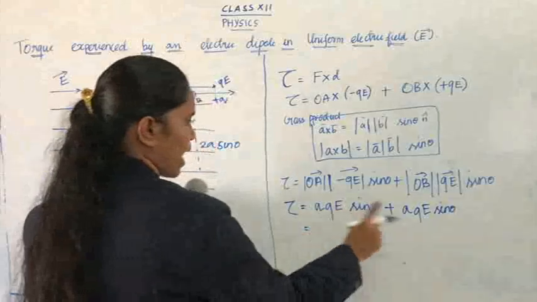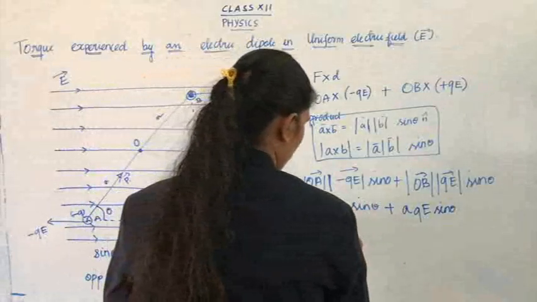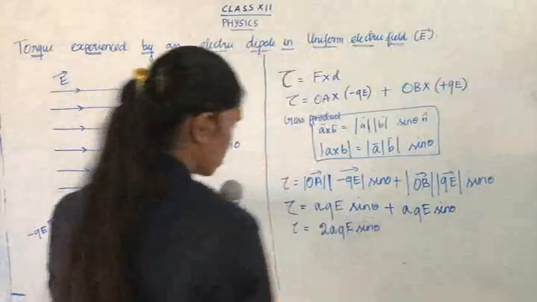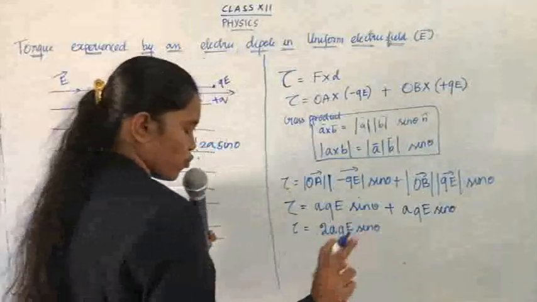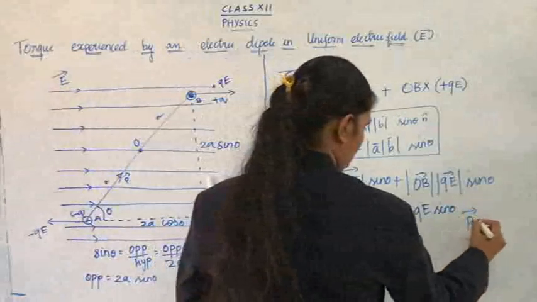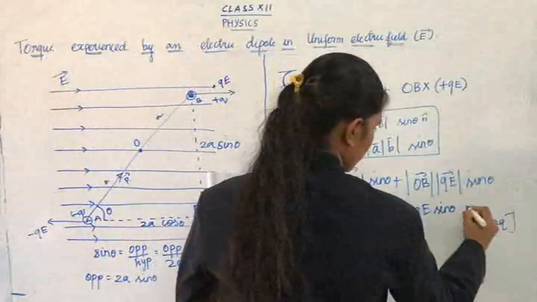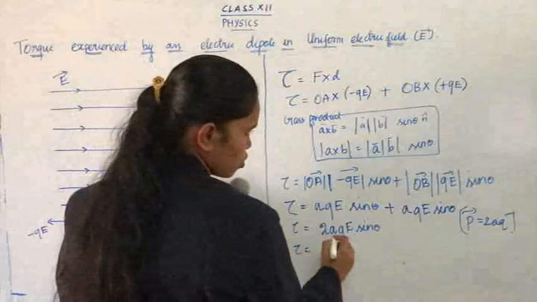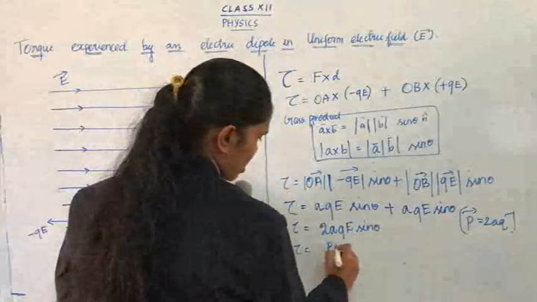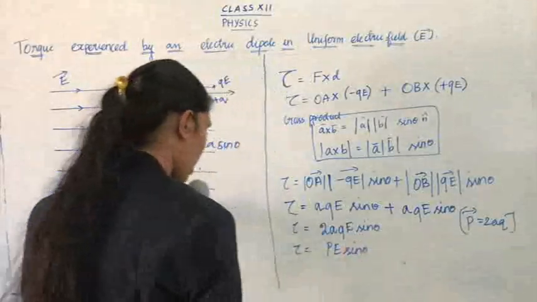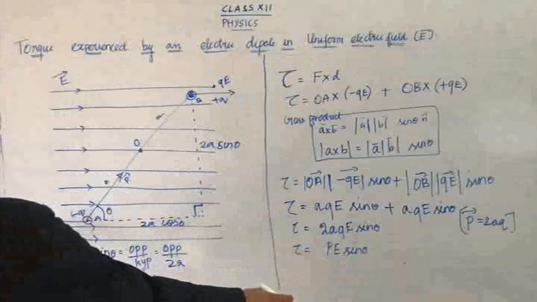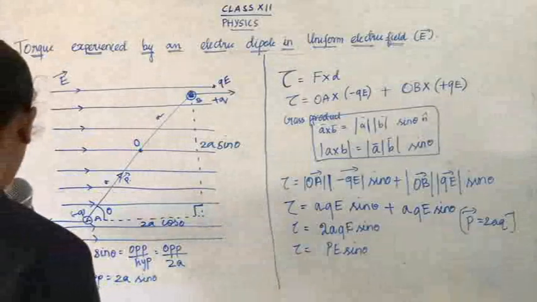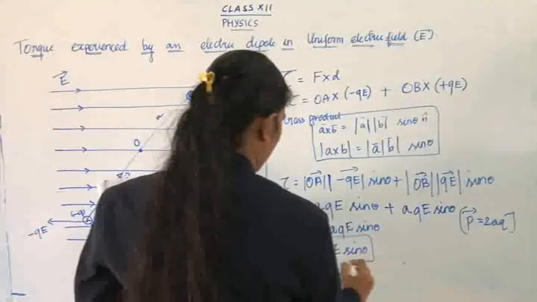Now, you add both of these: 2A QE sine theta. We already know that P vector equals 2AQ. So substitute here: tau equals 2AQ into E sine theta. We are writing it in magnitude, so the vector cancels. So tau equals PE sine theta.